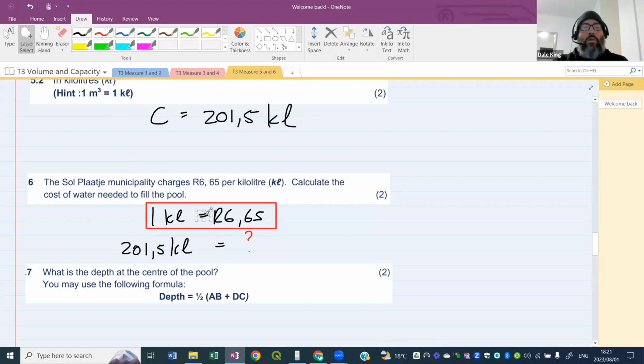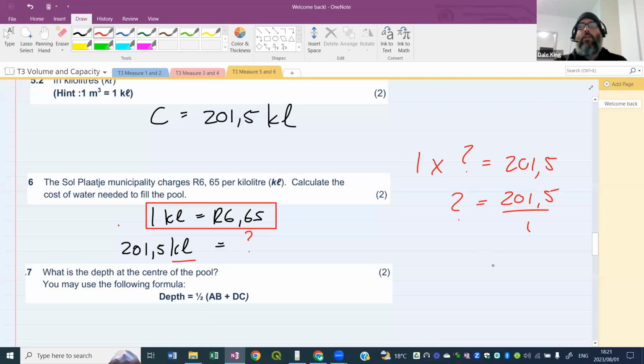If there is a relationship between a pair of numbers like this, then what we can do is say to yourself, if we've got the same units, a new value with the same units, we can ask ourselves, what did we do to this 1 kiloliter that it became 201.5 kiloliters? So Lufuno is suggesting to find that out, you can divide the two numbers. All right. So 1 times something equals 201.5. So what he's saying is divide the 201.5 by the 1 to get this value.